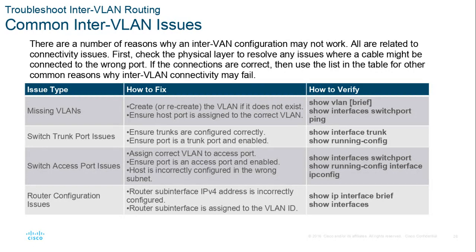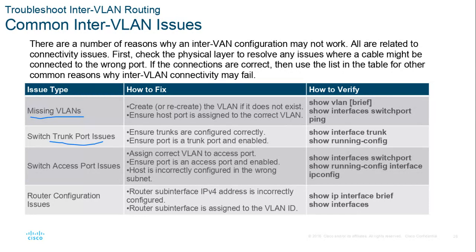Are we missing a VLAN? Well, let's create the VLAN. Go to global configuration mode, vlan 10, name, give it a name. Make sure the host machine you're trying to use has actually been assigned to that VLAN, because VLANs are a two-step process. We create the VLAN, A, and then B, we assign individual access ports to that particular VLAN, depending on what department they're in or what floor of the building they're in. So we can show vlan to make sure which ports are assigned to which VLANs. We can show interface switchport. We can ping to make sure they're working properly.